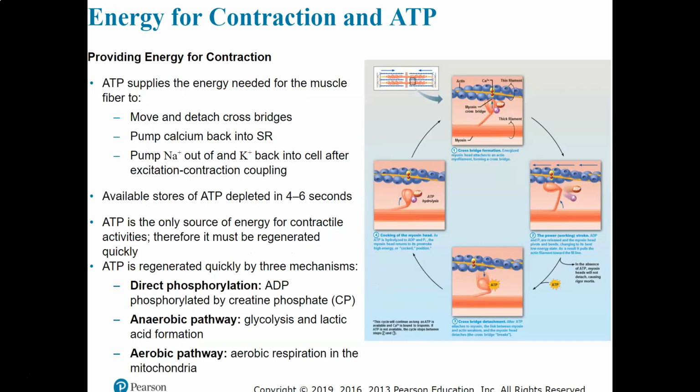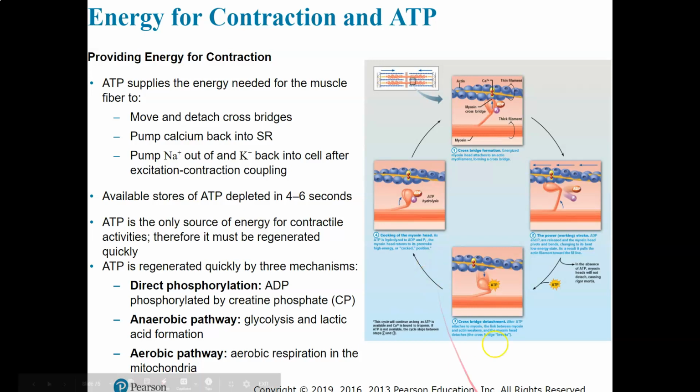In order for muscles to contract, they need ATP. Remember ATP, adenosine triphosphate. This is the universal energy currency of the cell. Whenever the cell needs to do work, ATP is going to supply the energy for the cell to do that work. And different types of work are necessary in order for a muscle to contract.